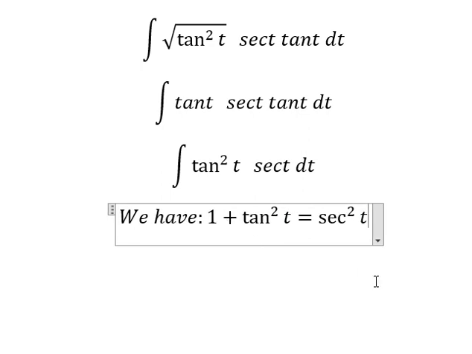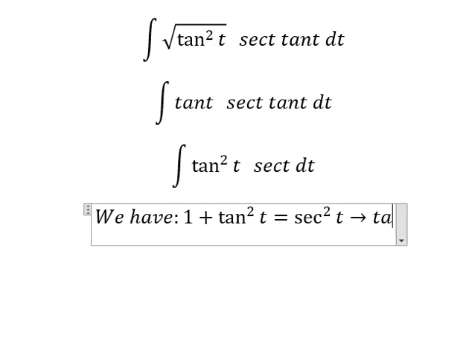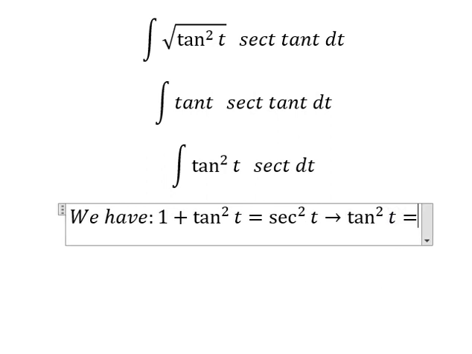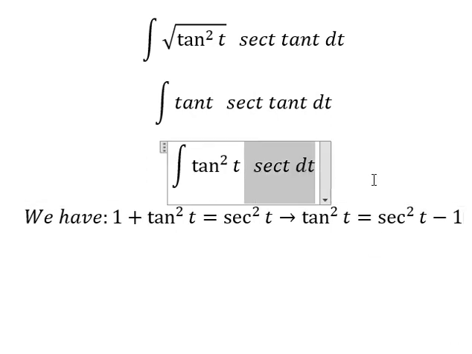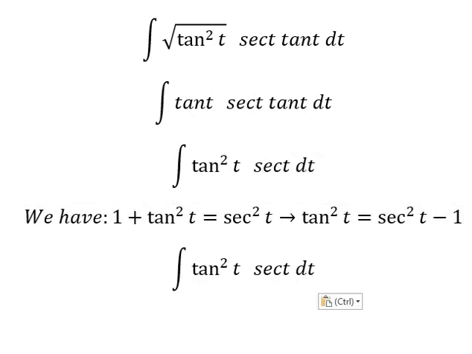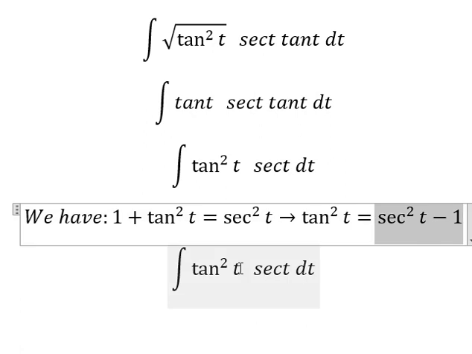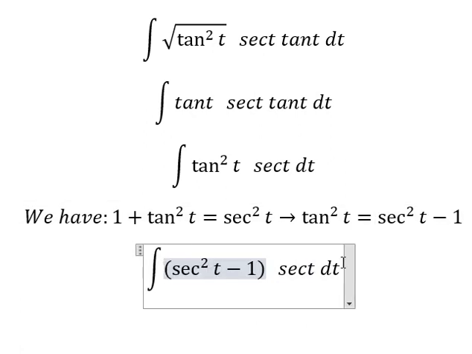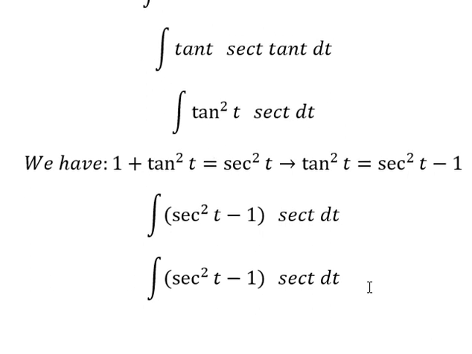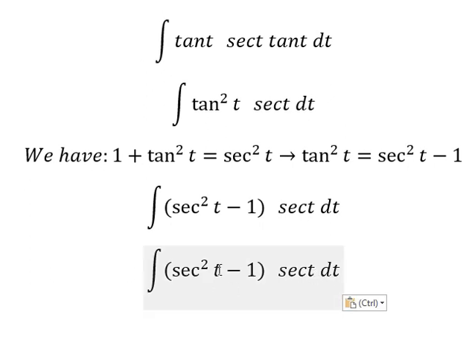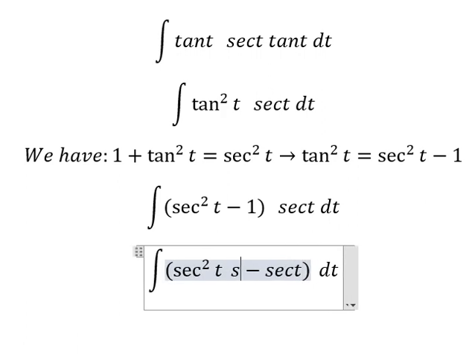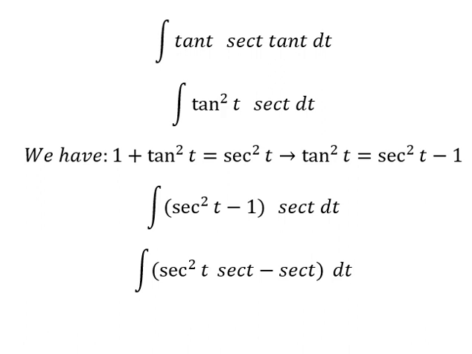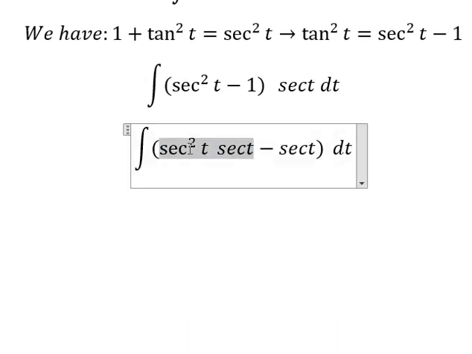So I will put number 1 go to the right, and we have tan t square equals secant of t square minus number 1. And now I will put this one here. So now secant of t multiplied by secant of t square and number 1. Now we need to focus on this one.